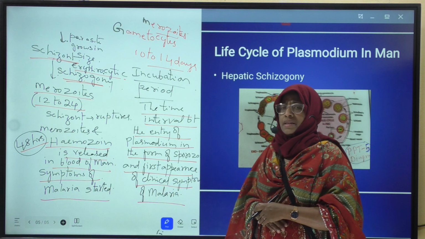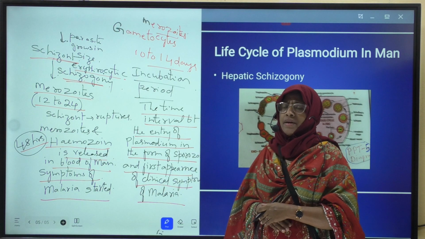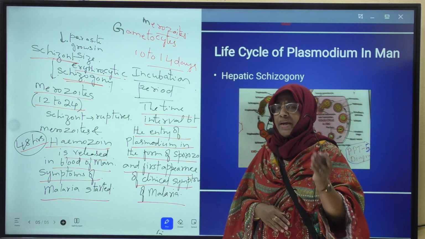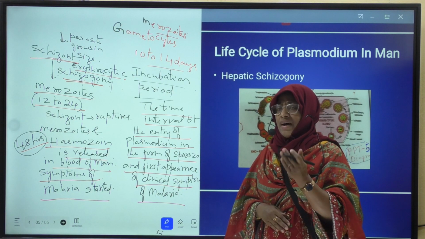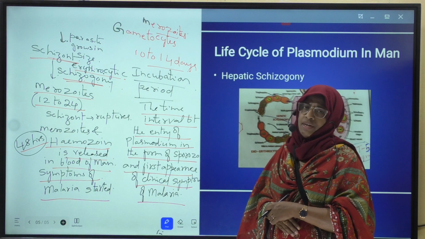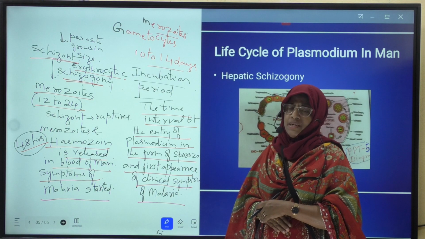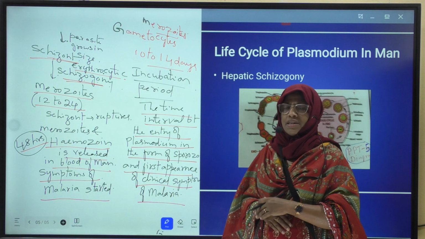Okay? The pH and temperature are suitable for the further development of gametocytes. Suitable pH and suitable temperature is available in the female Anopheles mosquito. So further development of the gametocytes takes place in the female Anopheles mosquito, means mosquito phase started.